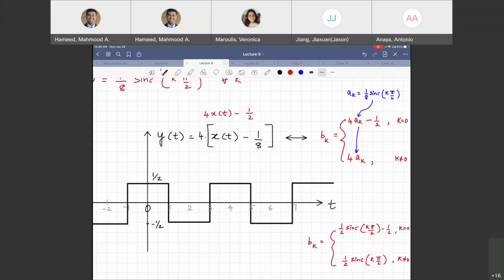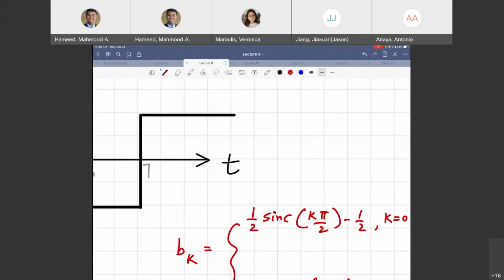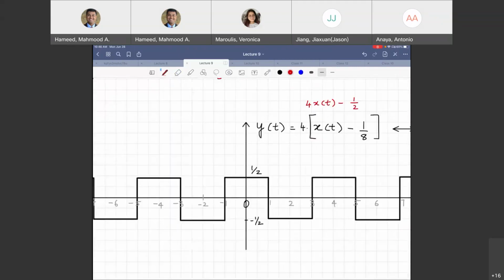Now, can you simplify the first one a little bit? When k equals 0, can you guys think of it, simplifying it a little bit? What is that? Just 0, right? All of this is just 0. Sinc 0 is 1. So half sinc 0 minus half is half minus half, which is 0. Also, think of this guy. What is the average value of this guy? Half of it is below 0, half of it is above 0, so average should be 0, right?